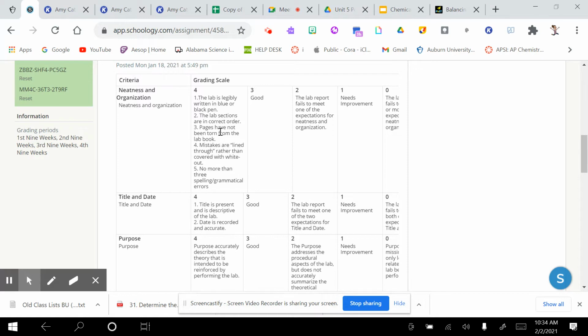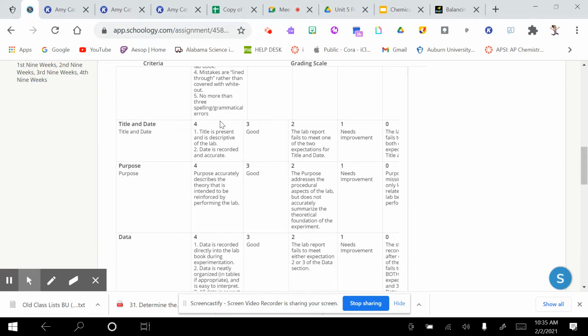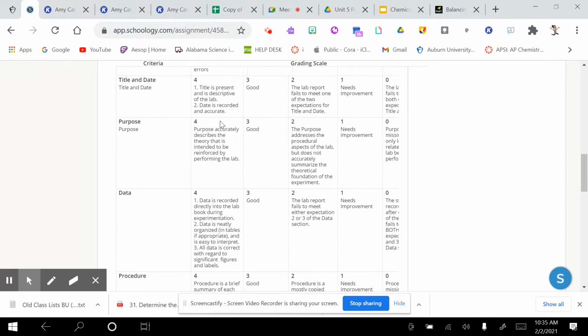The neat and organization thing ought to be a gimme because y'all are all typing it out. So hopefully you can at least put words together and make a sentence, and not give it to me in yellow font or something weird that I can't read. So that should be 4 points, easy. Title and date: literally put the title, Empirical Formula Lab Report, and put the date. 4 points. Can't get any easier than that.